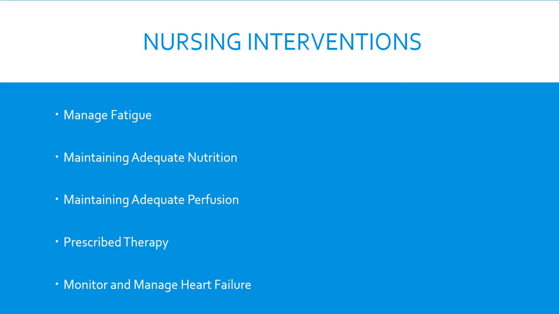So for nursing interventions, you're going to manage the fatigue. You'll probably group a lot of interventions together, so that your patient can do everything at once, and then when they're done, they can rest. Or you can break things into smaller phases, so they can rest in between. Maintaining adequate nutrition, because a lot of times anemia is due to diet more than anything else.